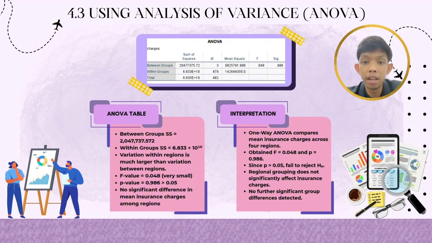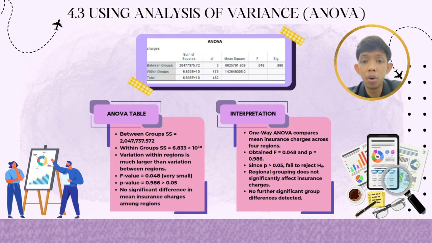Next, I will explain the ANOVA table. The ANOVA results show that the between group sum of squares is 2,047,737.572, while the within group sum of squares is 68,330,000,000. This indicates that the variation in insurance charge within each region is much greater than the variation between regions. The F statistic obtained is 0.048, which is very close to 0. This suggests that the difference in mean insurance charge among the 4 regions is extremely small. In addition, the p-value is 0.986, which is higher than the significance level of 0.05. Therefore, there is no statistical evidence to suggest a significant difference in insurance charge among the regions.